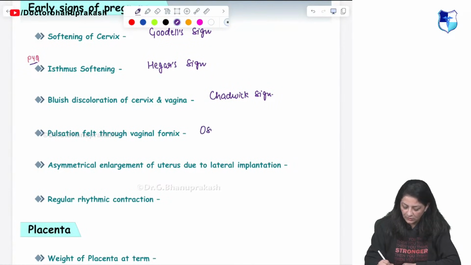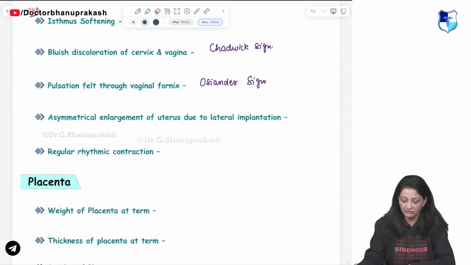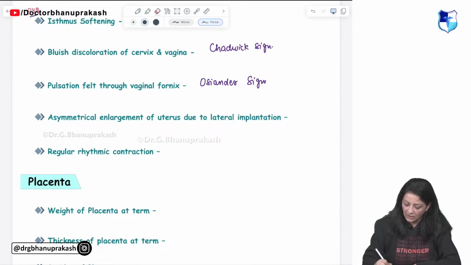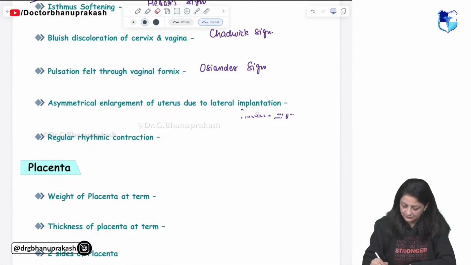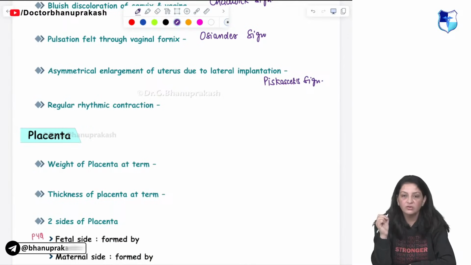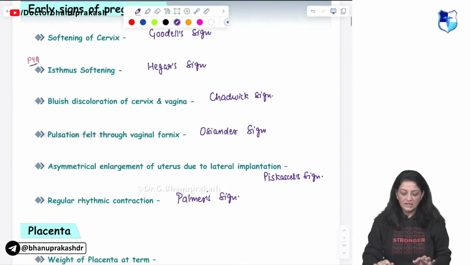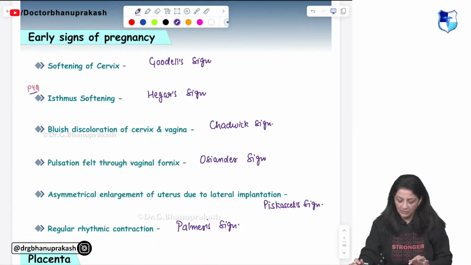This is Osiander sign because of high vascularity. These signs are very, very important for the exam. Asymmetrical enlargement of the uterus due to lateral implantation is called Piskacek sign. And the last one, regular rhythmic contraction, is called Palmer's sign. So these are the important signs in early pregnancy.